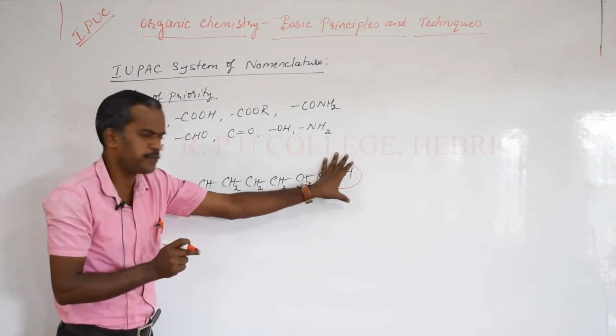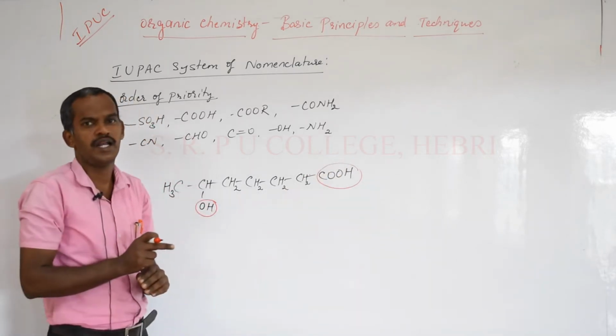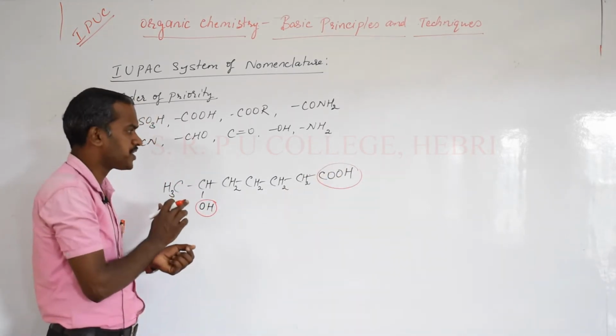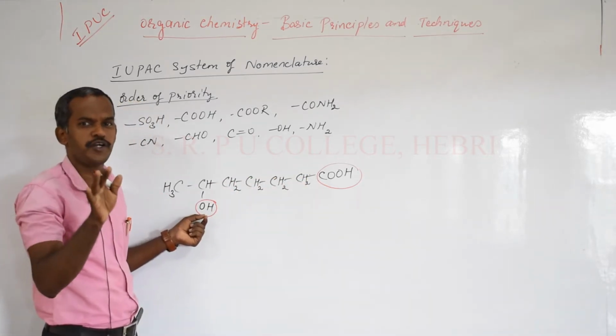Suppose that COOH group is not there, and instead some CH3 or something else is there, you have to number it from left to right. Okay, now the question is, among these 2, which is to be given priority? That's what I wanted to tell you.